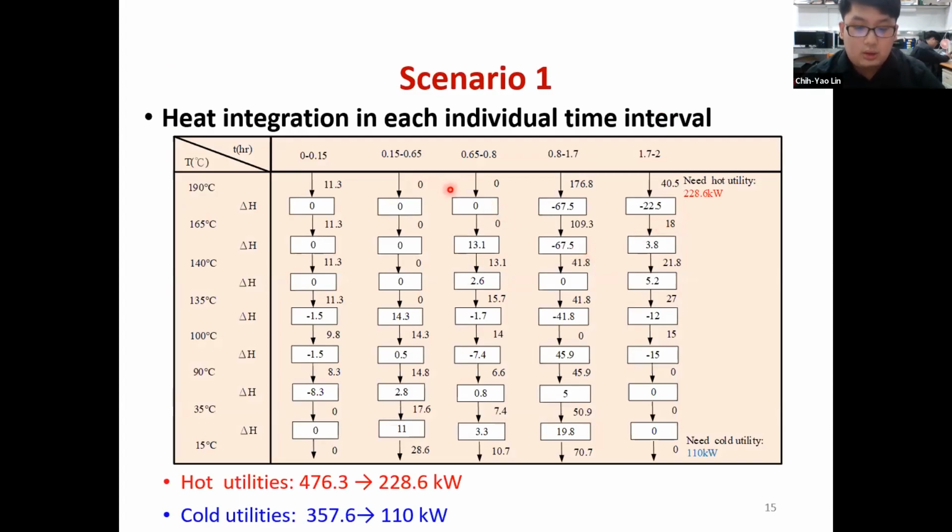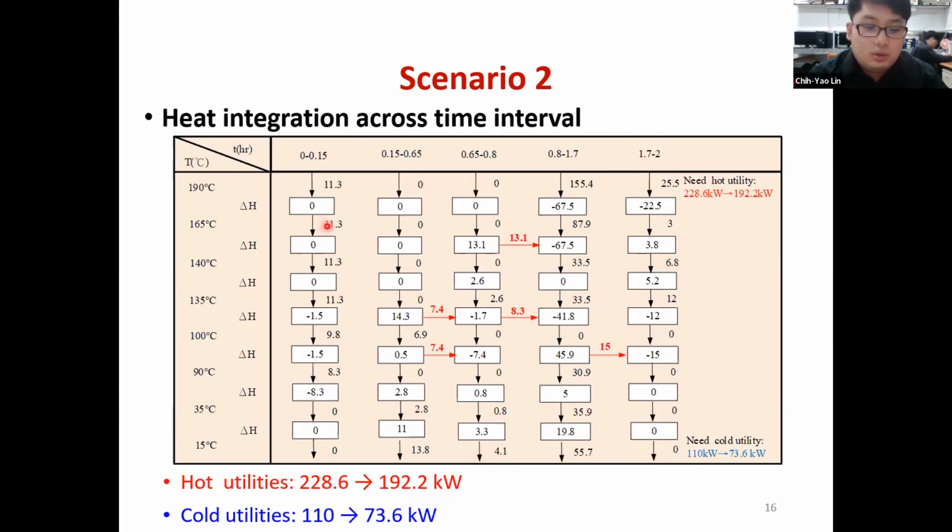This figure indicates the result of heat integration in each individual time interval. After heat integration, we can see our utility demand reduced to 228.6 kilowatt, and cold utility demand reduced to 110 kilowatt.